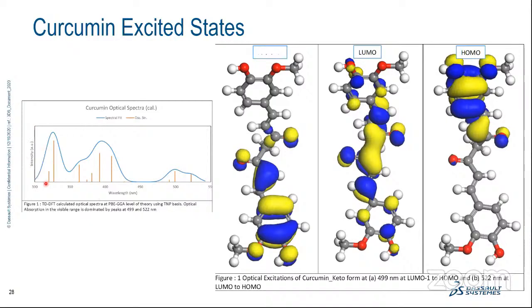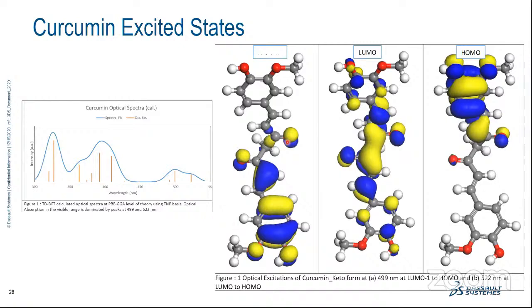When you calculate the optical spectra, you can look at the orbitals that are responsible for these particular excitations. For example, we are looking at 500 nanometers and 520 nanometers, which are the two intense peaks in the visible region, where you can harvest a lot of energy, not accounting for the 400 nanometer or UV spectra.